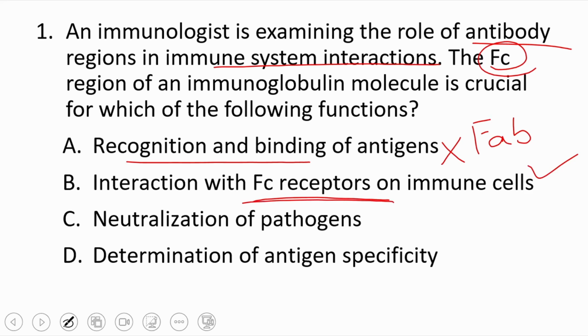Neutralization of pathogen. No, neutralization is after binding the antigen, which means through FAB. It's not right. Determination of antigen specificity. So the antigen specificity is determined by the part of antibody molecule which interacts with the antigen. So this is not right. So I think the correct answer will be B.